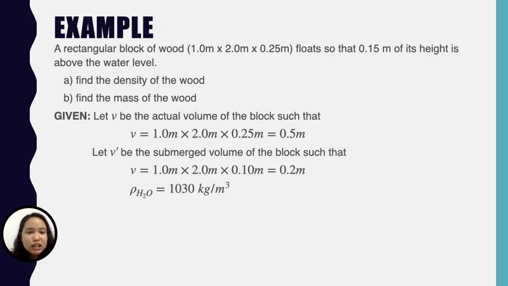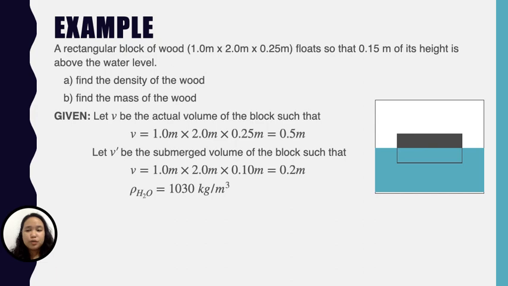Another thing is, since it is in water, we have the density of the water, which is equal to 1,030 kilograms per meter cubed. Next, we are going to visualize that. The block floats in the container, and the rectangle in the middle is your block of wood. It is just partially submerged in the water.